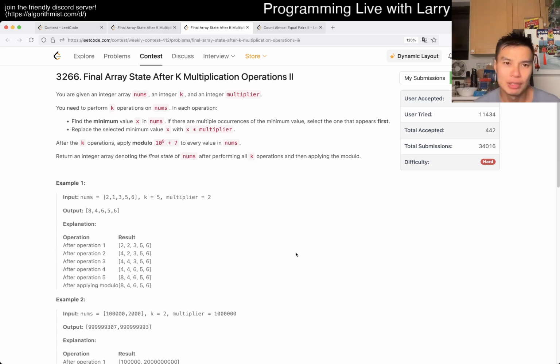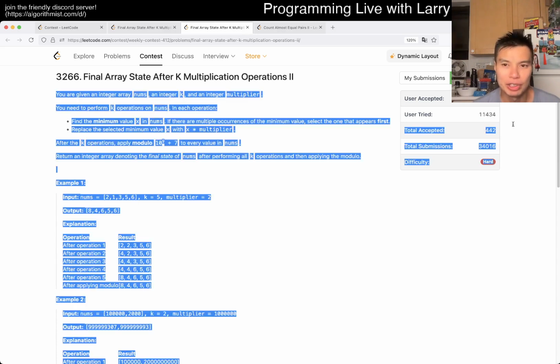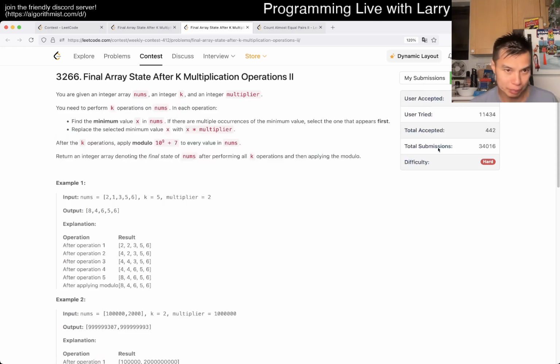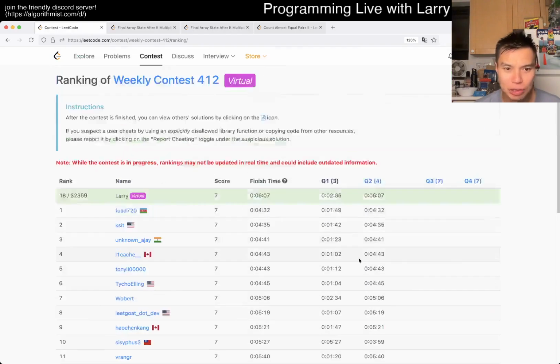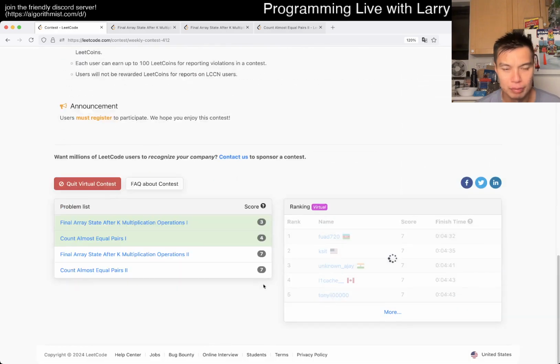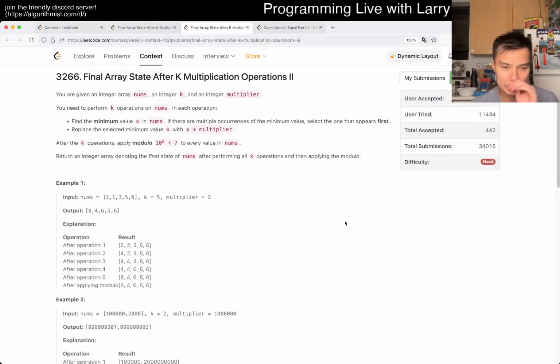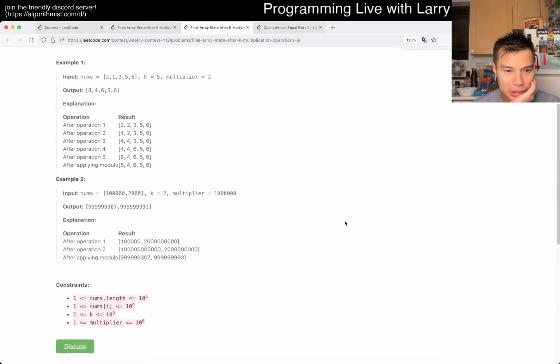Oh, only 442. That's the only problem with virtual, is that I almost wish they don't show us the total accepted part, because it's kind of a spoiler on how hard it is. Also, this is 2 hard problems. Huh. I might skip ahead but let's see if I can think about this.